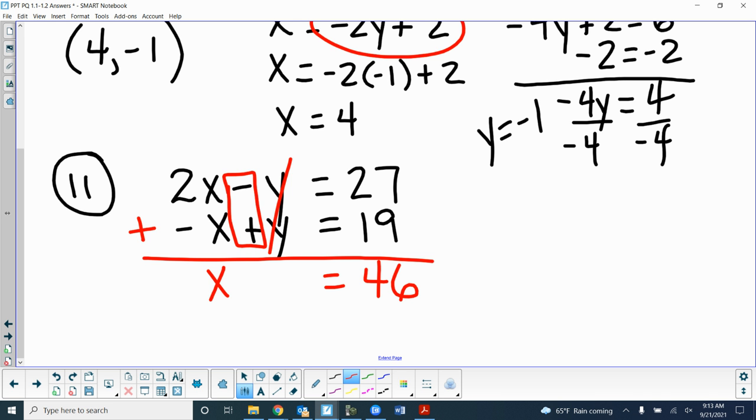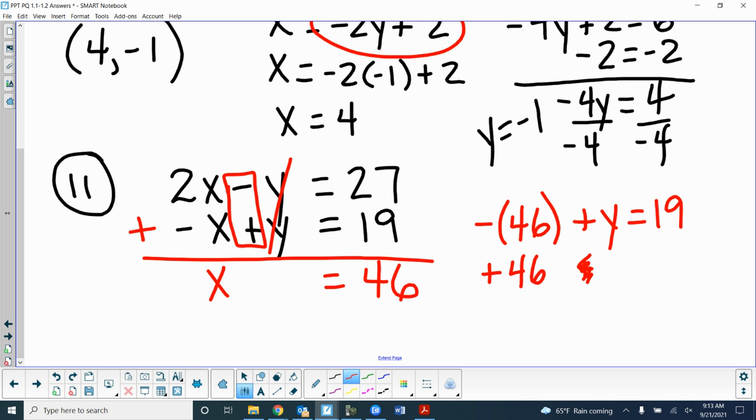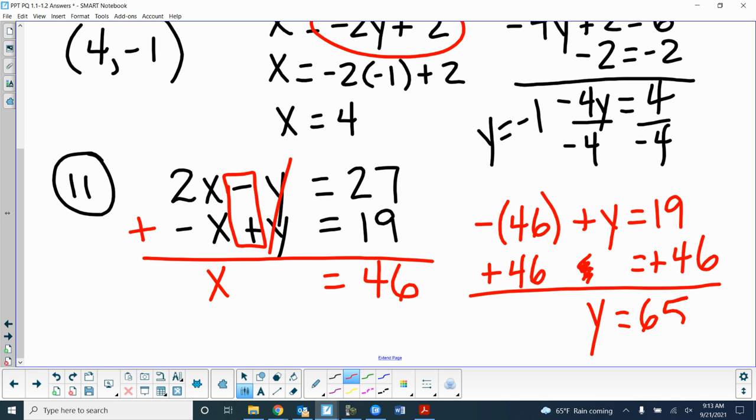Am I finished? No, I got to figure out the y. So I'm going to put it in the second one. It doesn't matter though. So negative, and I'm going to put 46 in for x, plus y equals 19. So how do I move the 46 over? You add it, right? And 46 plus 19, oops, is what? 65, right? So our answer to the second one by elimination are some big numbers, but you guys can handle it.